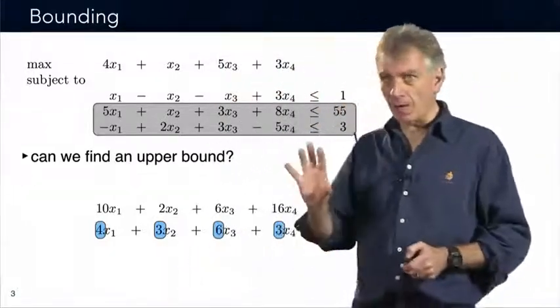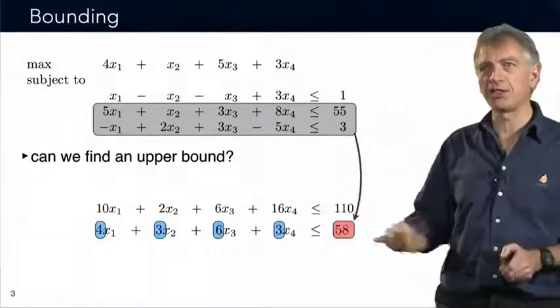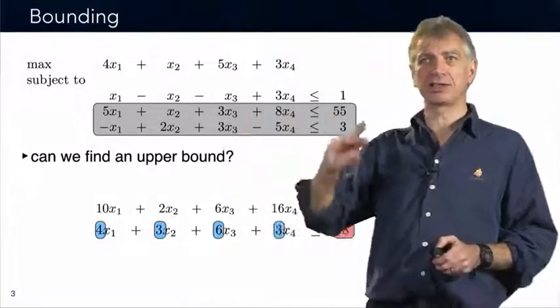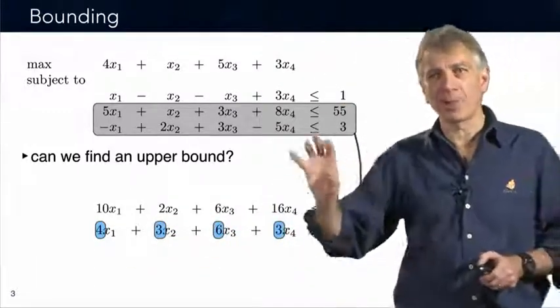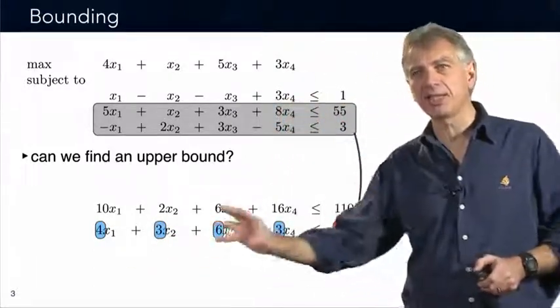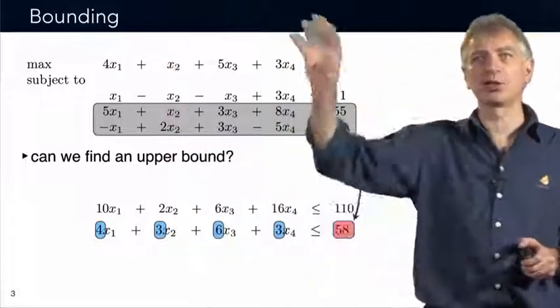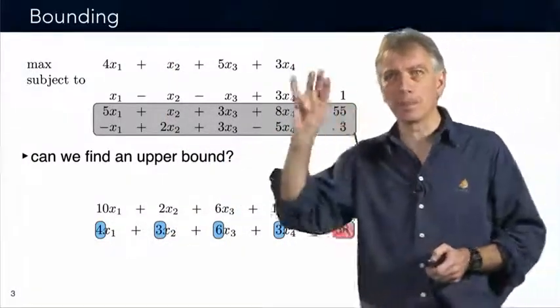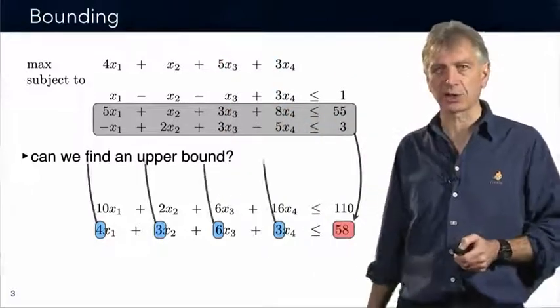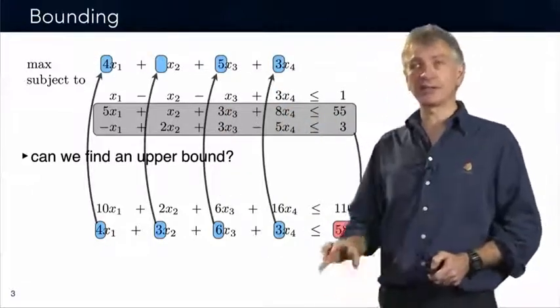So wow. What I'm showing you here is that by combining these constraints, and by making sure that these combinations satisfy the basic condition of being greater than the coefficients of the objective function, I can actually bound the value of this objective function. And that's very nice.